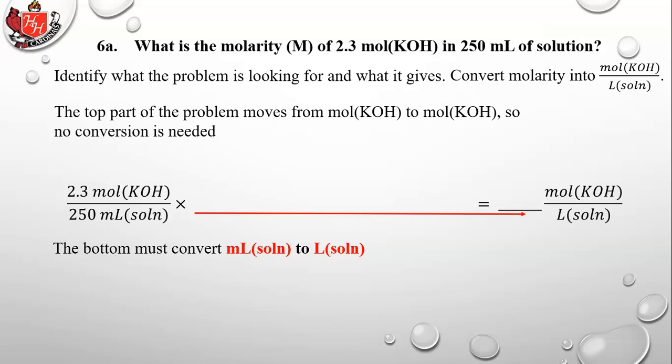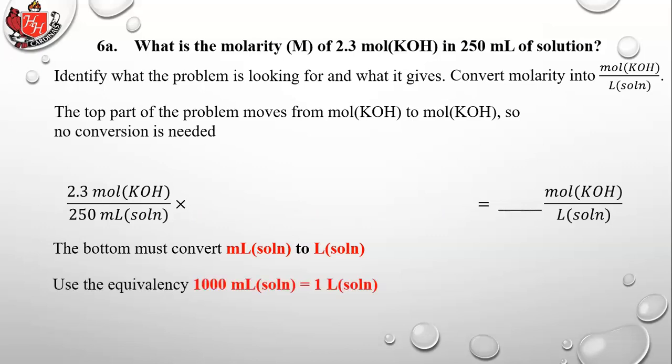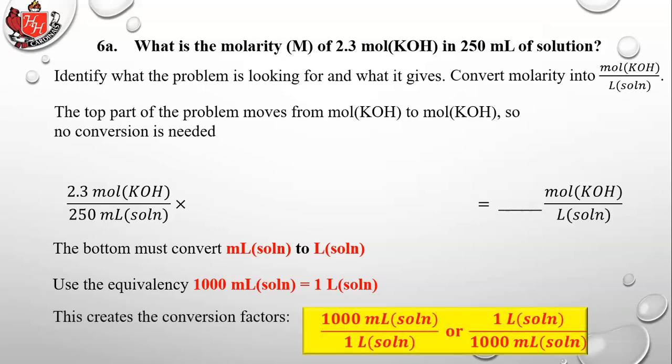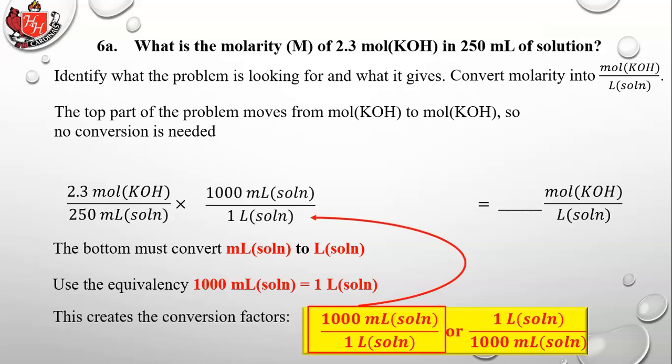So what's the equivalency we use for that? We need to get from milliliters to liters. So we use the standard equivalency, 1,000 milliliters equals 1 liter. That's true of anything, but we're interested in the solution. So we can create the two conversion factors. There they are. So which one are you going to use? Think about it for a sec. Pause if you need to. The answer is you're going to use the first one, 1,000 milliliters of solution over 1 liter of solution.